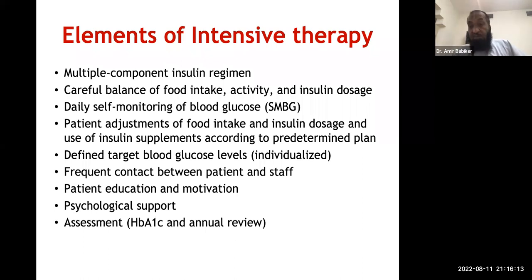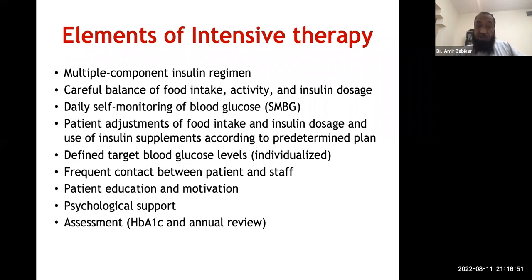So the elements of intensive therapy have multiple components. A careful balance between food, activity, and insulin doses, and also self-monitoring of glucose. There is no alternative to this. Without having the blood sugar, you cannot decide on this balance. We mentioned that above. And patient adjustment, so they have some independence in doing this, equipped by information, not just random guessing, and looking at patterns rather than individual readings, defining the target blood glucose level, individualized.